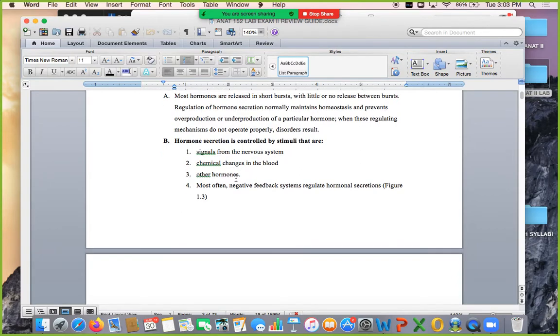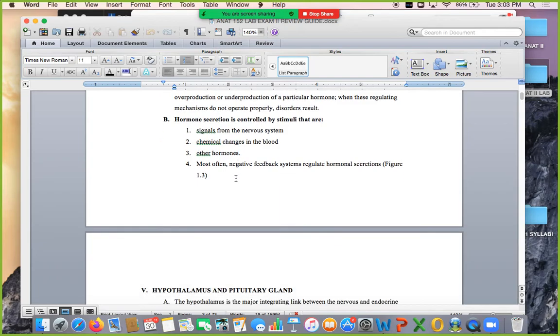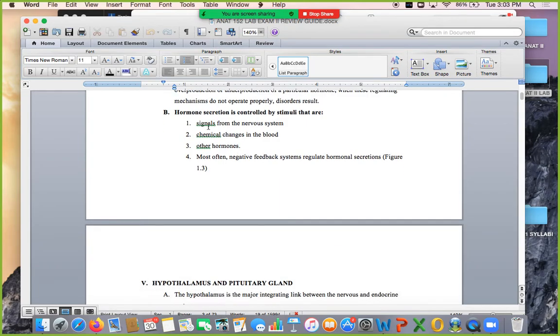Yes, I've talked about this all pretty extensively when we talked about it in class, which I think was a while ago. So hormones are controlled by the nervous system, the chemical changes in the blood, and their interaction with other hormones. Some of them have an additive effect, and some of them have a kind of opposite effect.